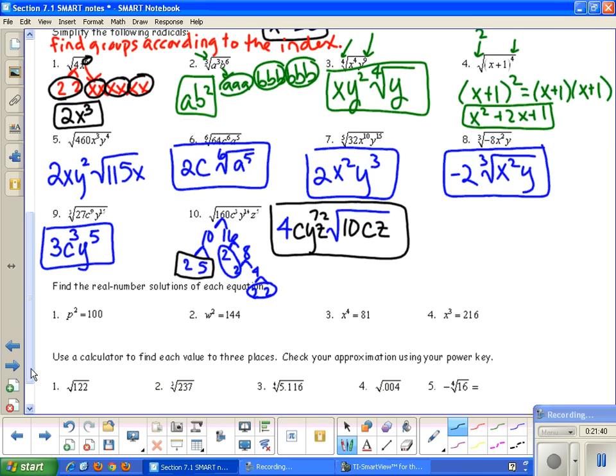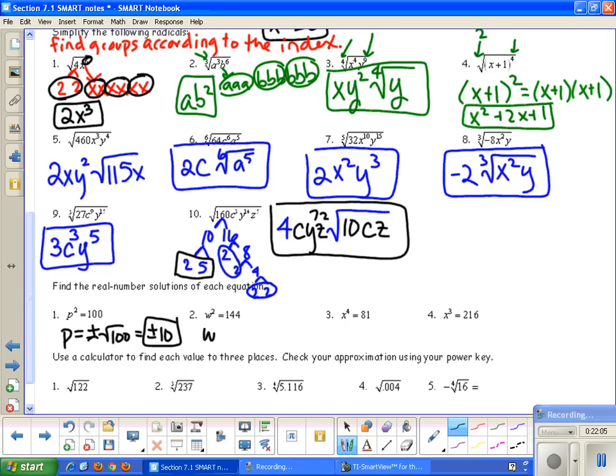Now for the next one, it says, find the real number solutions of each equation. So that's what we did before. So I'm solving this first equation for p, and since it's an even power, that means I'm going to have 2 answers, plus or minus. So p is equal to plus or minus the square root of 100, which is a perfect square, so plus or minus 10. So why don't you pause it and see if you can do these others. It shouldn't take you very long, hopefully.